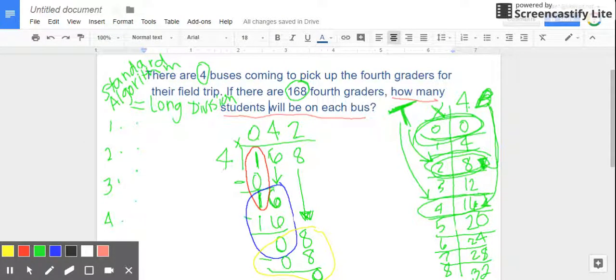Boys and girls, you have found your answer here. 42, just like every other time we've done it. 42 is how many kiddos can be on each bus.